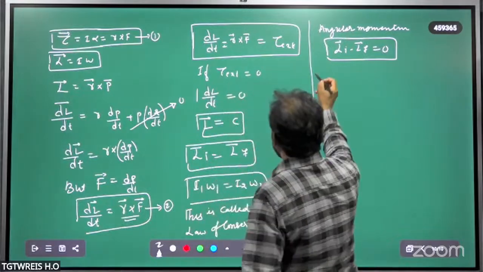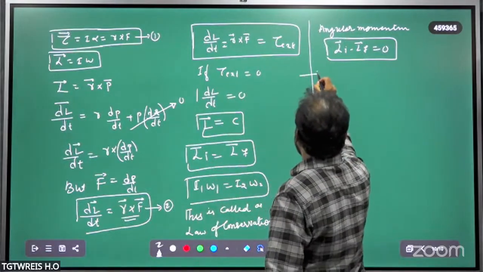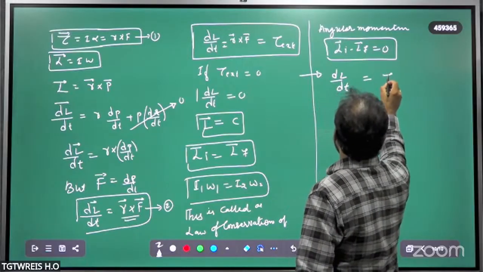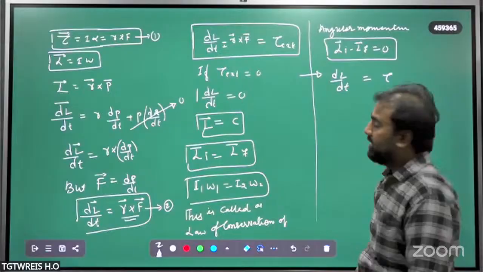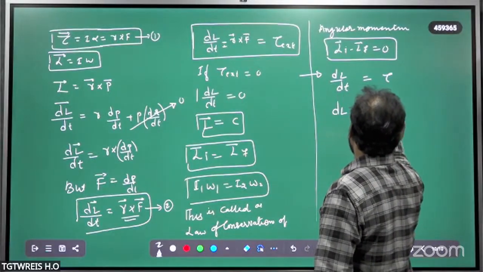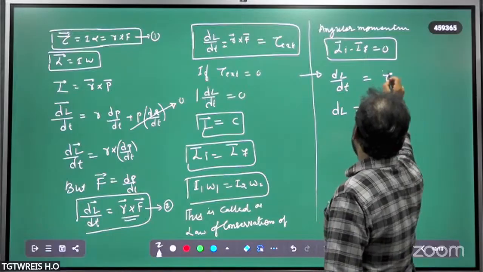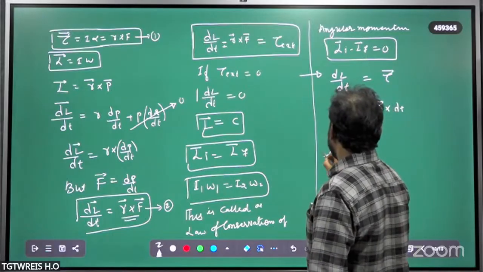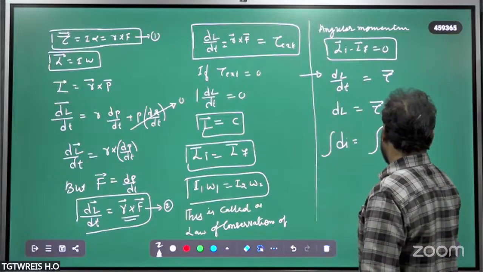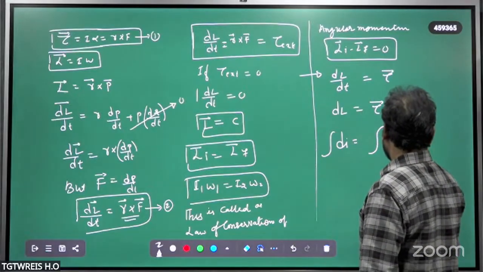Next, dL by dt is equal to, is it clear? What is dL? dL is equal to tau into dt. Tau into dt. Do the integration: integration of dL is equal to integration of tau into dt.